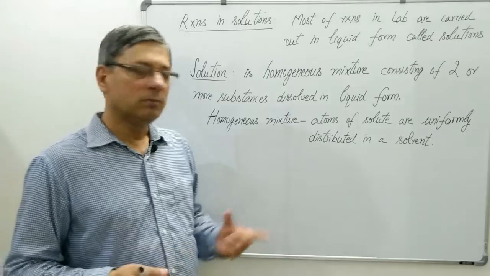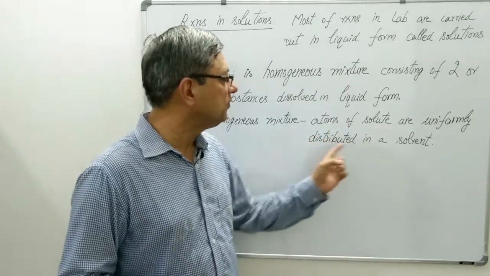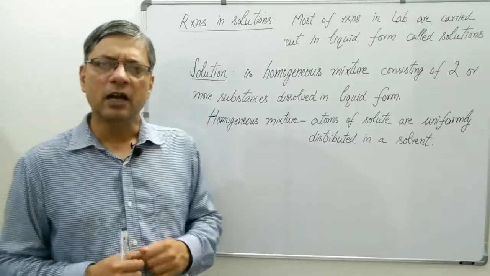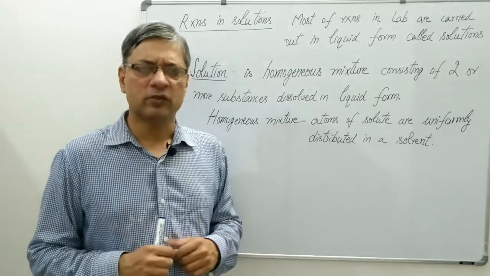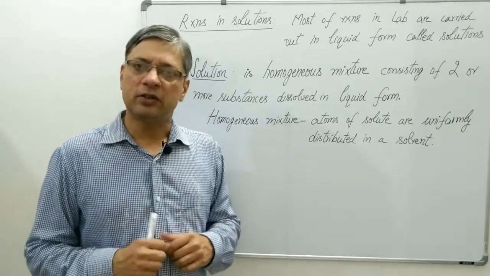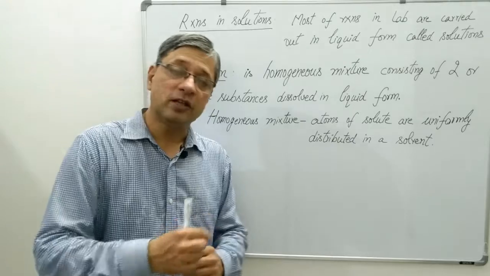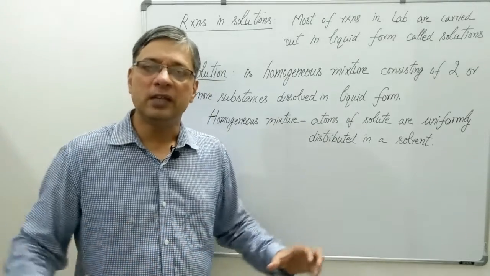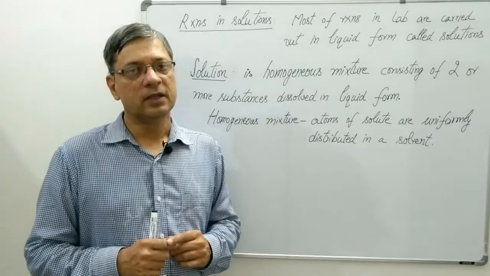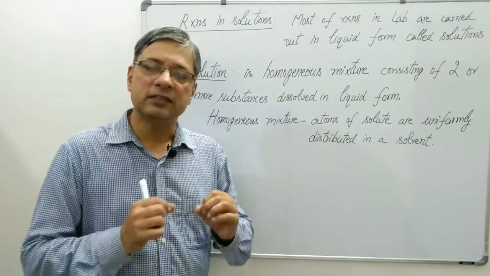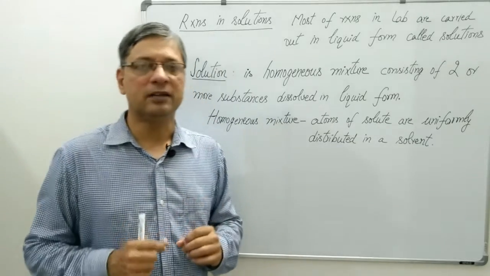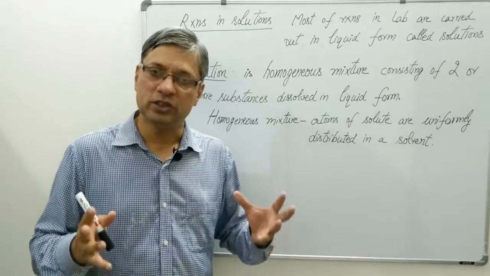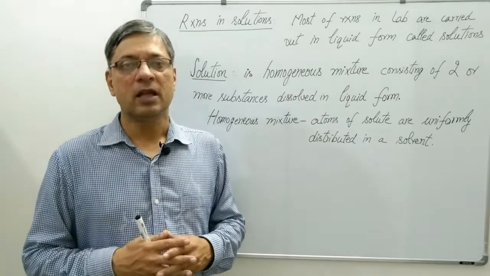Homogeneous mixture means atoms of solute are uniformly distributed in a solvent. Hope you understand homogeneous. Take for example sugar solution. Sugar is dissolved in water. The particles of sugar are dissolved such that they spread uniformly in the solution of water. Means if you taste the solution from any part, you will feel the same taste. That is called homogeneous mixture.